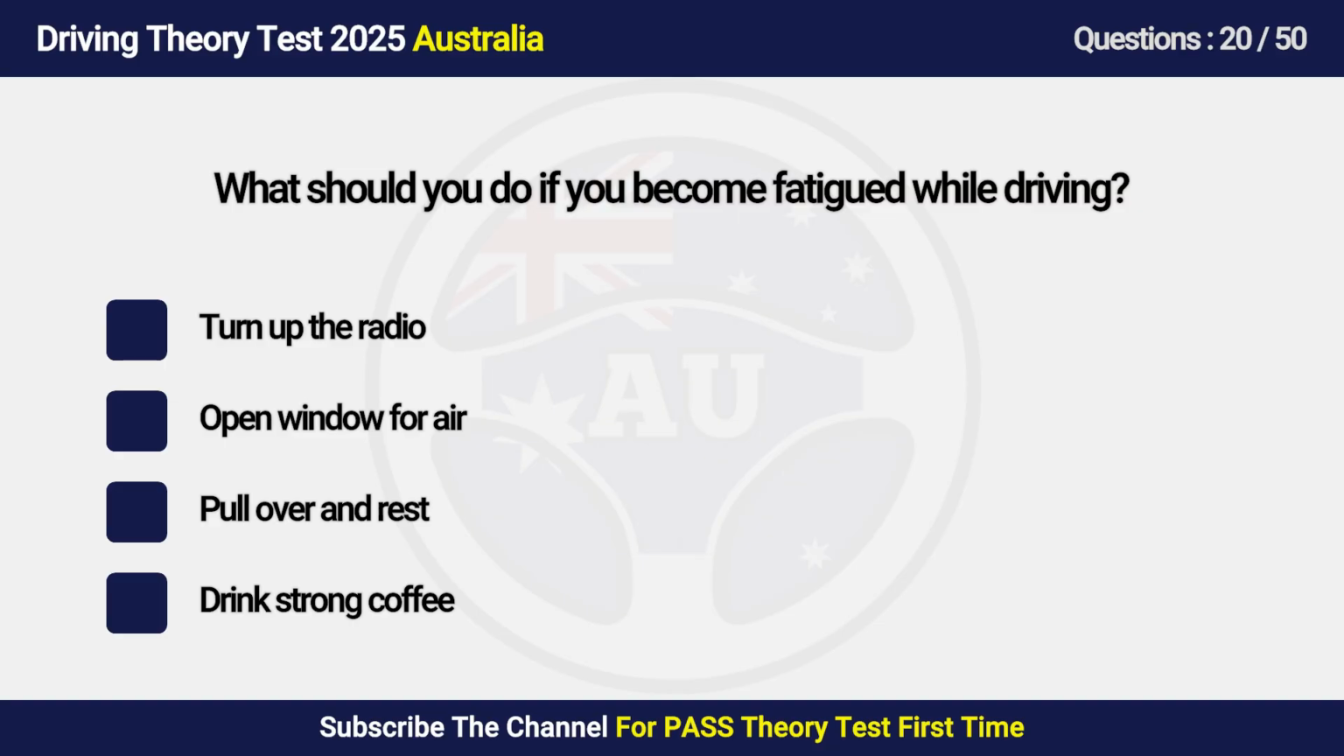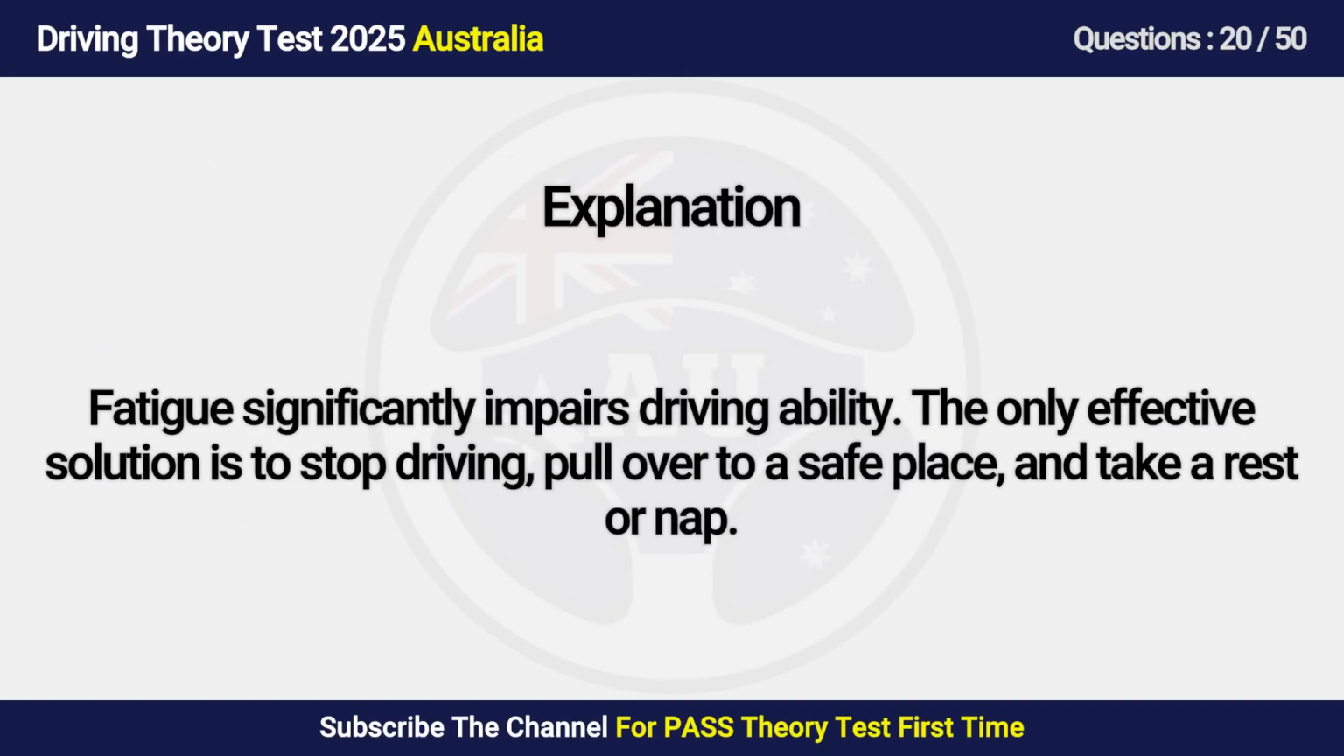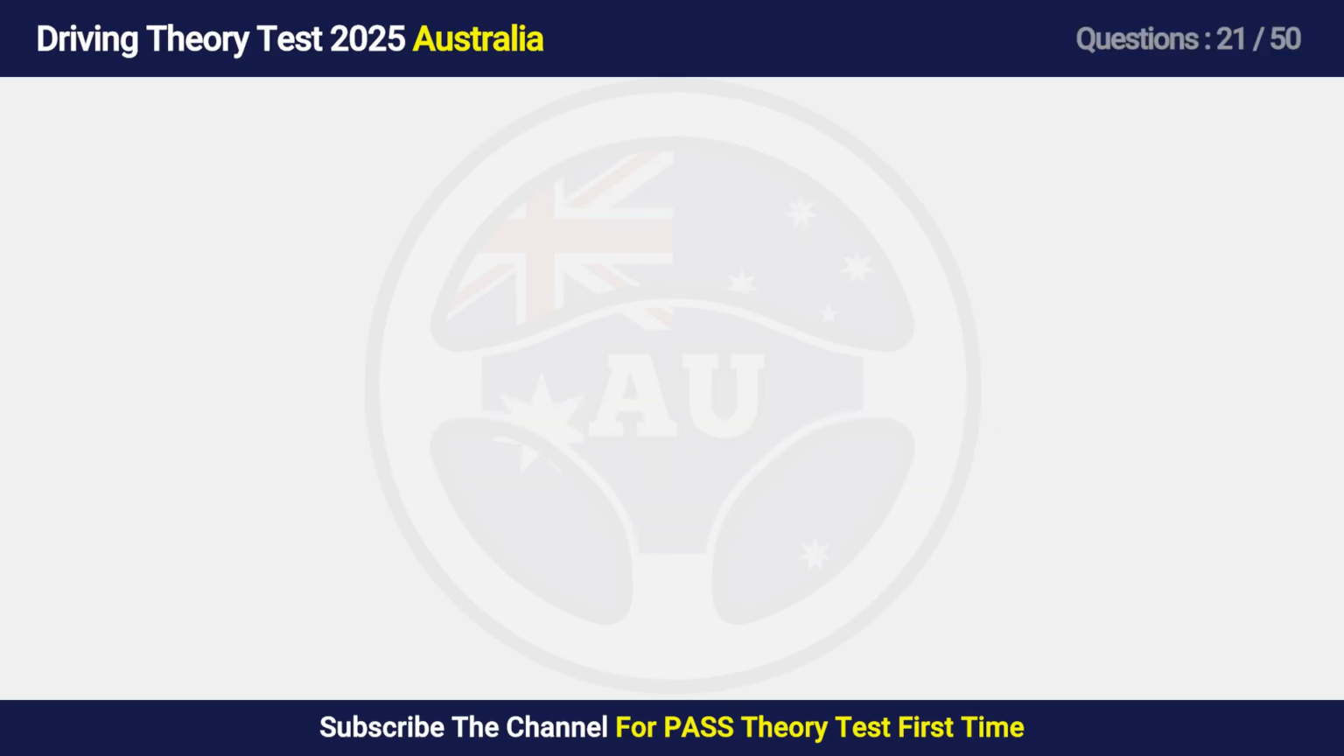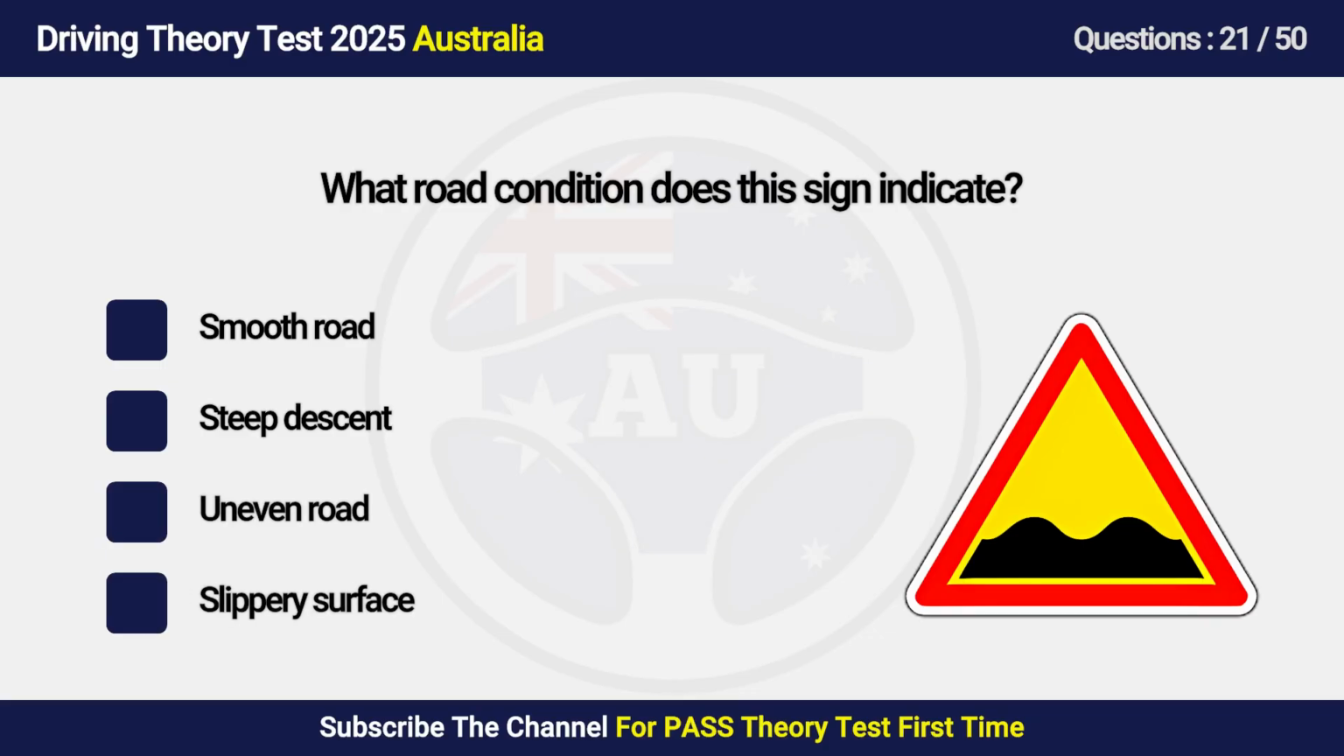A, turn up the radio, B, open window for air, C, pull over and rest, D, drink strong coffee. Answer is C, pull over and rest. Fatigue significantly impairs driving ability. The only effective solution is to stop driving, pull over to a safe place, and take a rest or nap. Question 21. What road condition does this sign indicate?